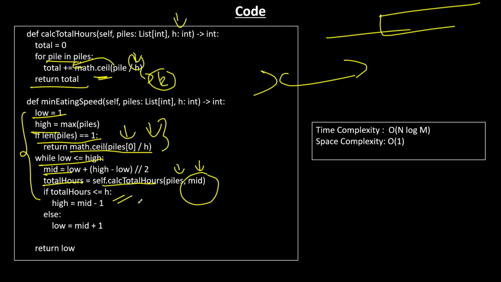Else, if the total hours value is greater than the h, which means that we need a greater denominator, that is why we increment the low by doing mid plus 1. And after completing all this, we return low at the end.